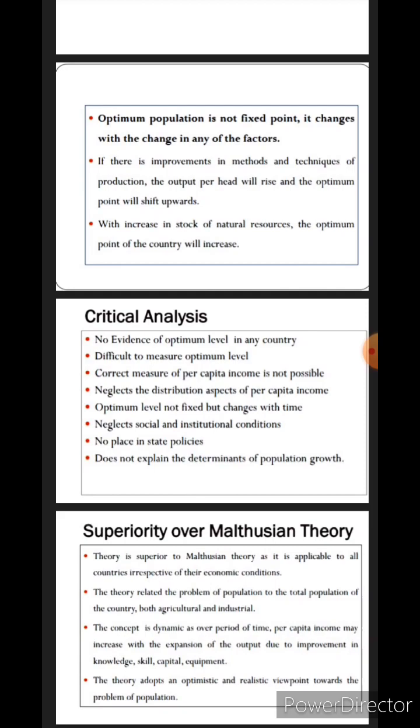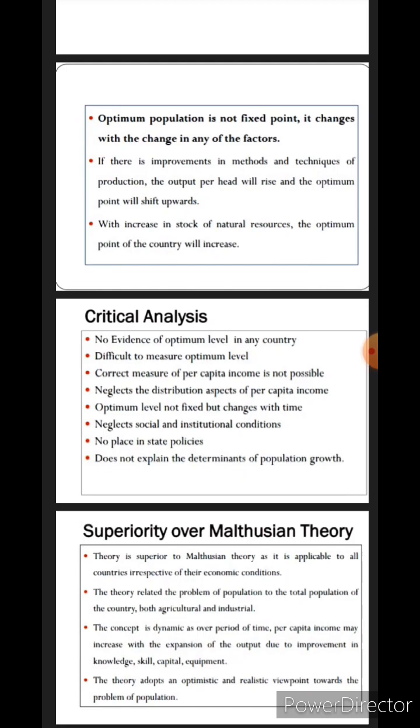According to Malthus, population grows at a geometric rate, and food production grows at an arithmetic rate. But there is a disparity between population growth and food production. Now the optimum population theory criticizes the Malthus theory and states that the theory is superior to Malthus's theory as it is applicable to all countries irrespective of their economic conditions.